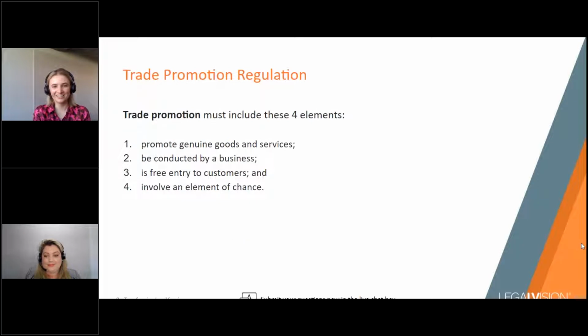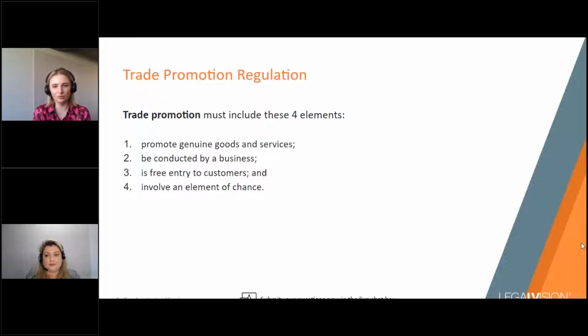Thanks, Beck. So as we've previously noted, trade promotions are regulated state by state. This means that the requirements will differ between the states. This can be problematic for businesses who want to promote to consumers nationally, and in some instances it may be helpful to limit your promotion to a specific state or territory.